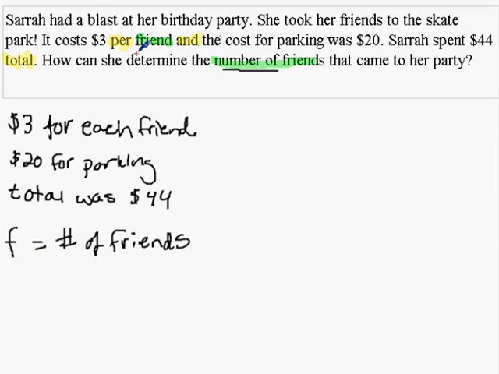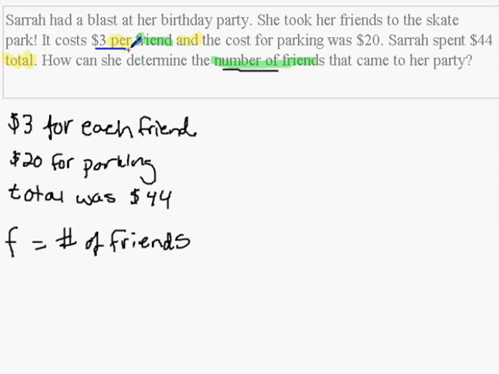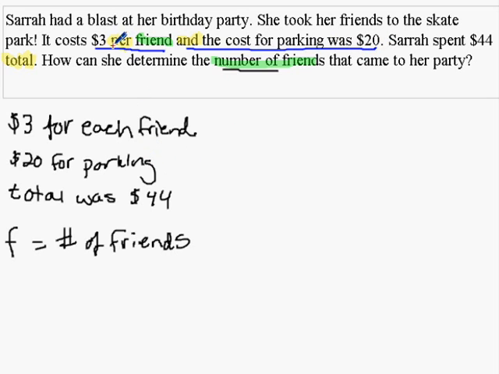So let's write a verbal model. Basically, if we have $3 per friend and the cost of parking is $20. So remember this word per? We need to pay attention to this. What do you think that means if we have $3 per friend? Right, we need to multiply $3 per friend. So every friend we have to multiply by 3. And then the word and, what do you think we're doing with that? If it's $3 a friend and the cost of parking, right, we're adding this.